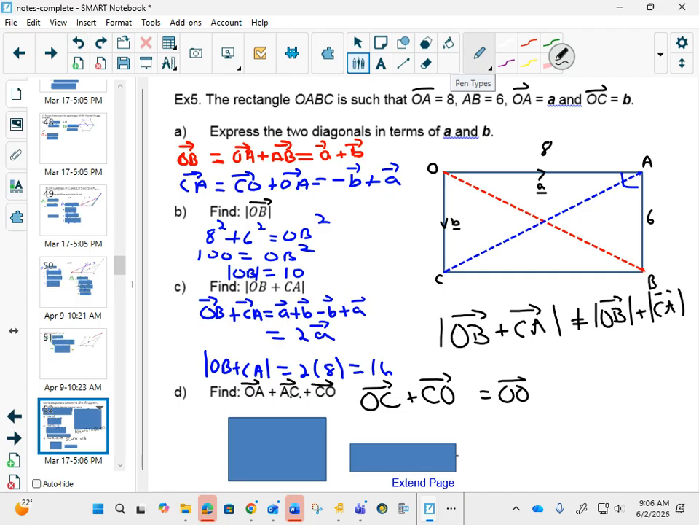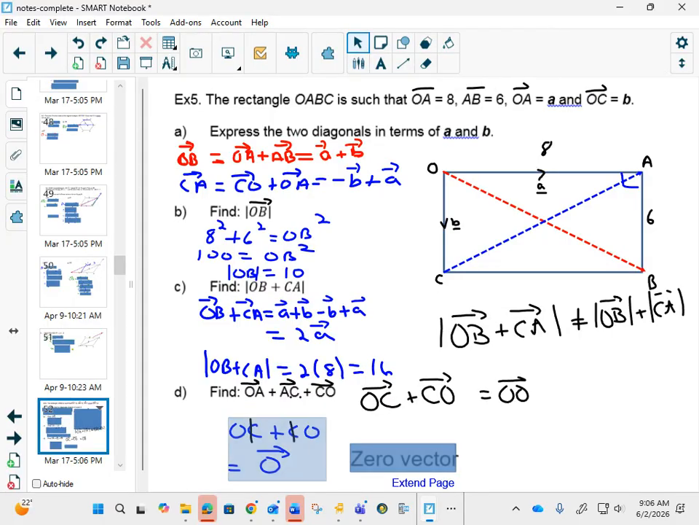The zero vector. Because if you're at one place and you're back to where you started from, that's your zero vector. Your zero vector, these are O's. This says O. This is a zero.